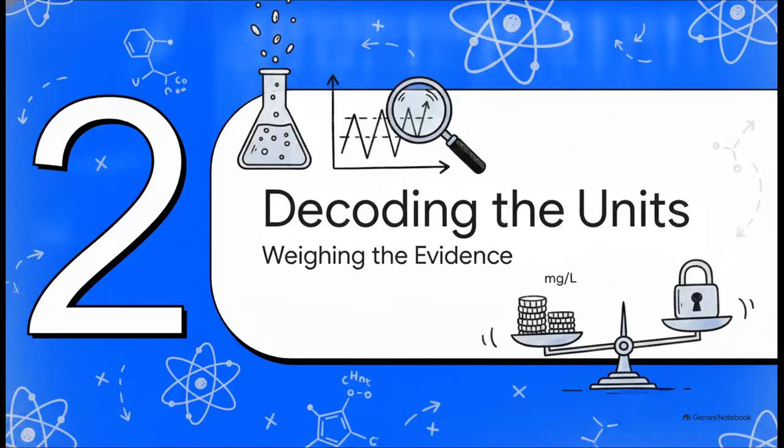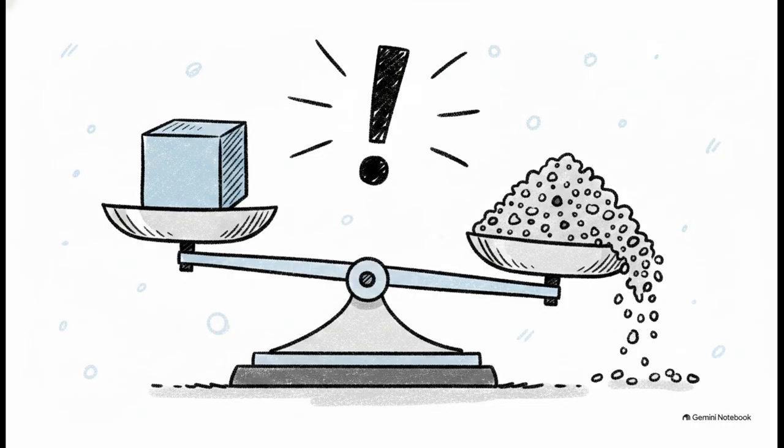And that brings us to Section 2, and our first major clue: decoding the units, weighing the evidence. And this brilliantly illustrates one of the most frequent traps people fall into. On your report, you'll commonly see units like mg per L, milligrams per liter for liquids, or mg per kilogram for solids. But right next to it, or maybe on a report from a totally different lab, you might see micrograms per L, micrograms per liter.